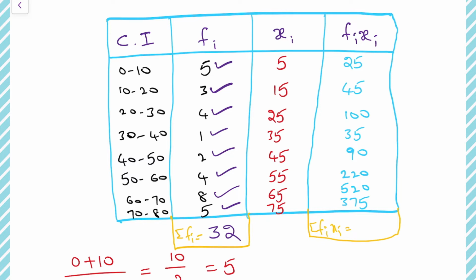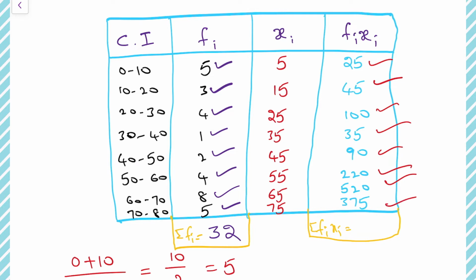Next, coming to the sigma fi xi. So in this, what is there? 25 plus 45, it is 70. So 70 plus 100, 170. This is very simple. 170 plus 35, 205. 205 plus 90, 295. 295 plus 220, 515. 515 plus 520, that is 1035.